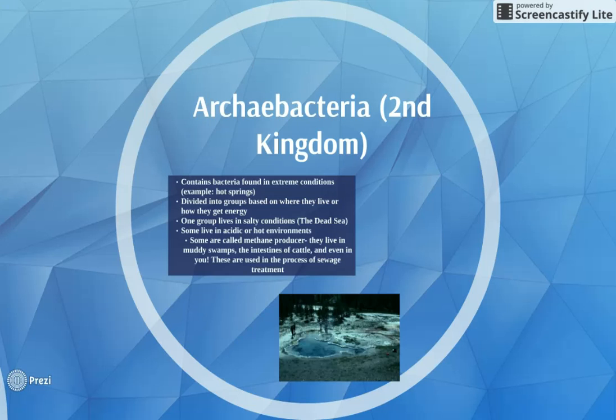Archaebacteria is the second kingdom, and it's the smaller kingdom of the bacteria kingdoms. And this kingdom contains bacteria found in really extreme conditions like hot springs. And they are divided into groups based on where they live and how they get their energy. That's how they're classified into this group. There's a group that lives in really salty conditions in the Dead Sea. Some of these bacteria live in acidic or hot environments. And some of these are called methane producers. They live in muddy swamps, the intestines of cattle, and even in you.